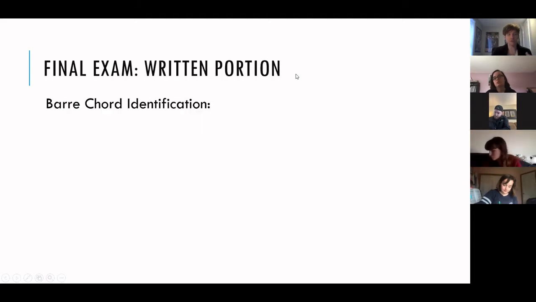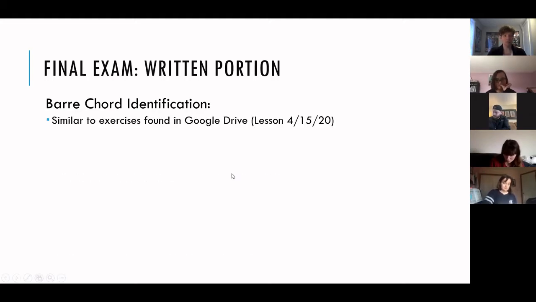Okay. So for the written portion, there will be barcode identification, very much like the midterm test had, where I will show you a barcode, and you'll have to tell me what it is. These are similar to the exercises found in the Google Drive in lesson 415. All of the Google Drives are still up, so if you want to grab those to practice, they're all there.